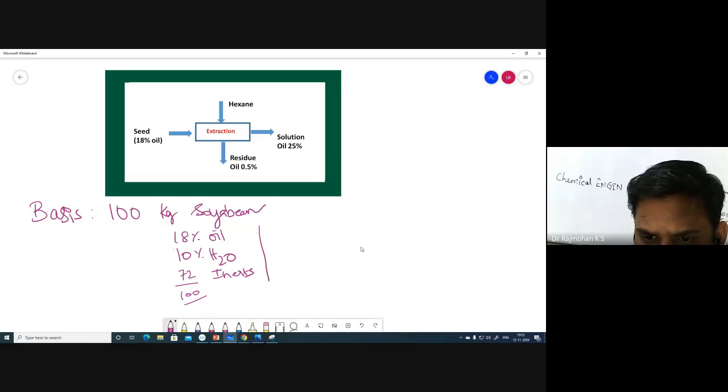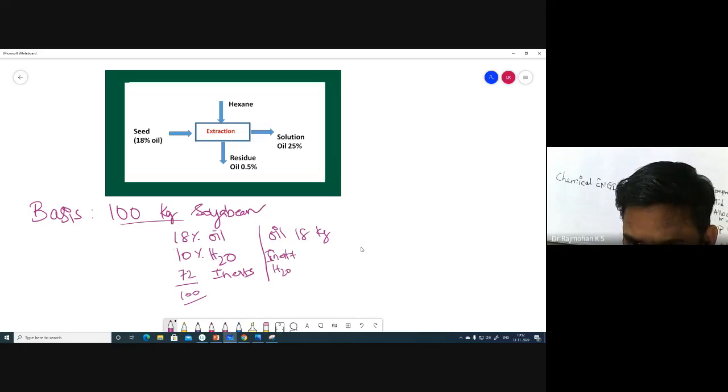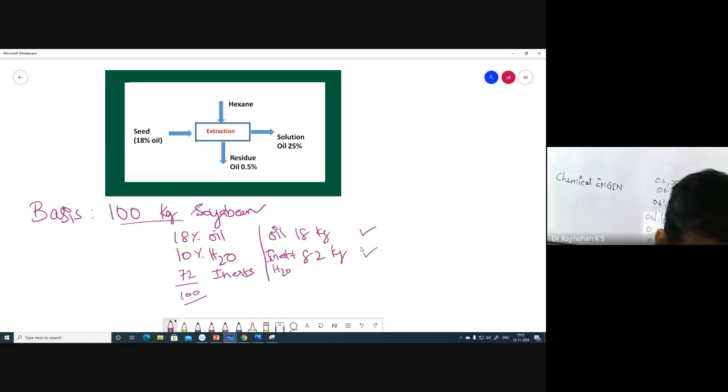So in terms of kg, how much do we have? We have oil which is 18 kg. Here we have considered 100 kg soya bean seed as the basis. So we have 18 kg oil and the remaining, inert plus water, is 82 kg. So that is our basis. We have a feed of 100 kg of soya bean which has 18 kg of oil and 82 kg of inert plus water entering into the system.